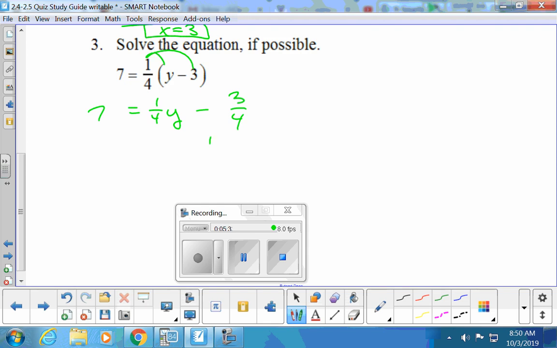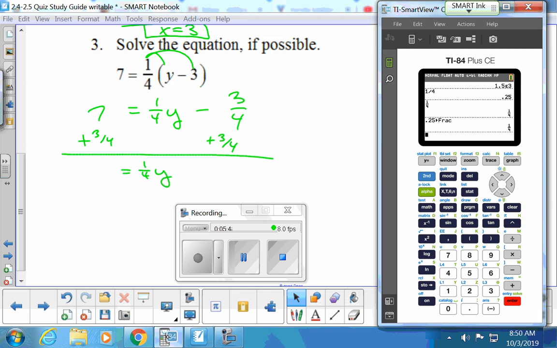Since the y is on the right, I'm going to go for getting the numbers on the left, okay? So 7 plus 3/4. What is it? Let me see what it is. Math, enter, enter. It's 31/4.